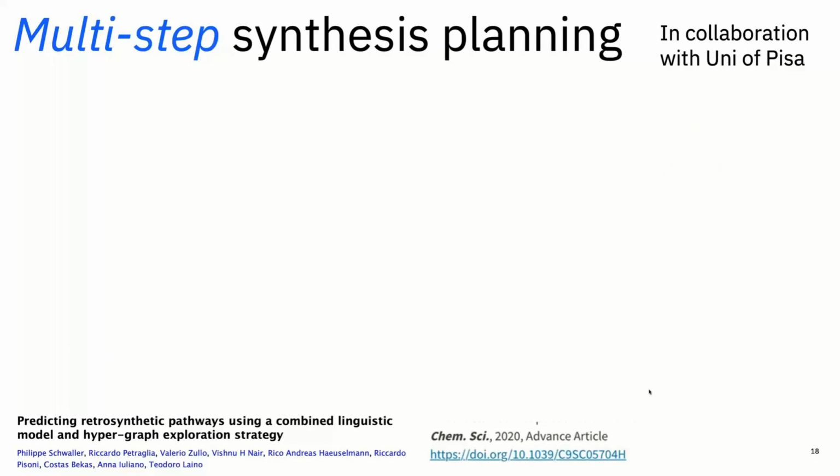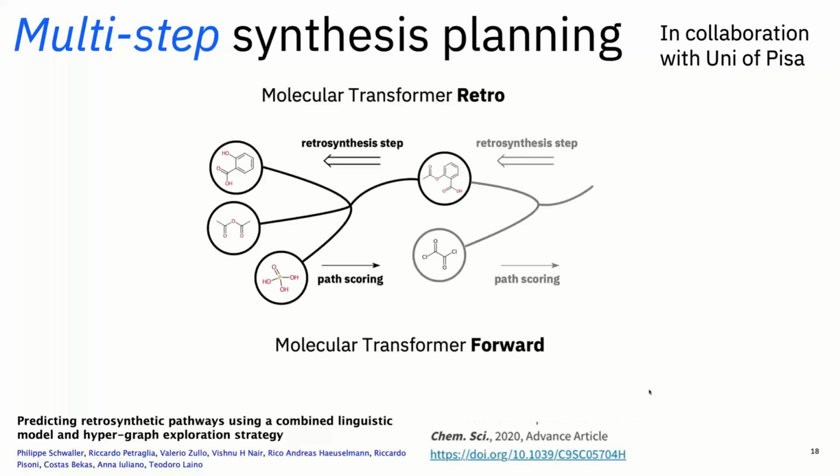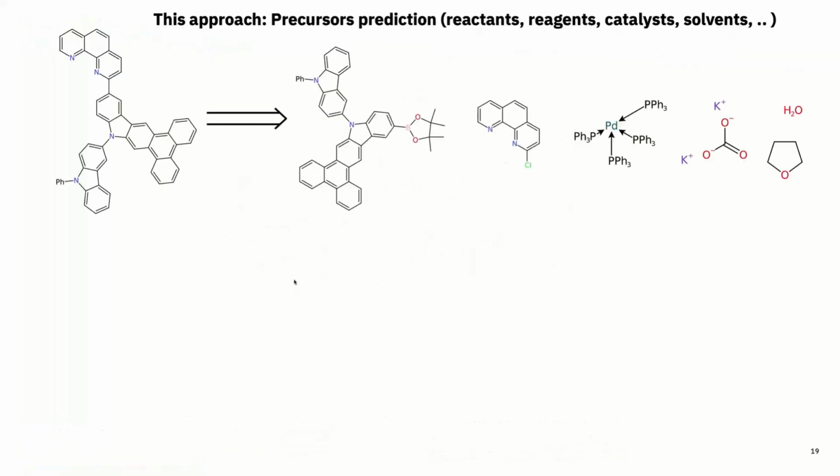We use the molecular transformer also for multi-step retrosynthesis. There we trained two different models: one for the retrosynthetic steps, going from products to precursors, and another one to score the different paths. We use the forward prediction model to give scores to the different suggestions by the retrosynthetic model. And by doing this iteratively, we could have multi-step retrosynthetic predictions.